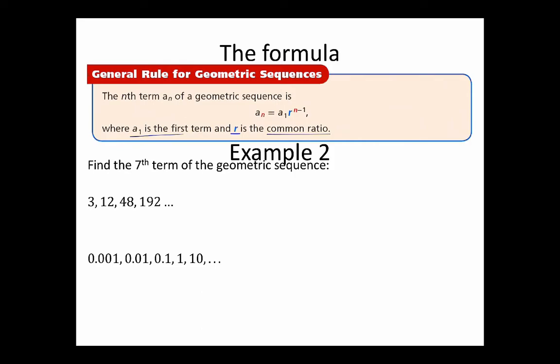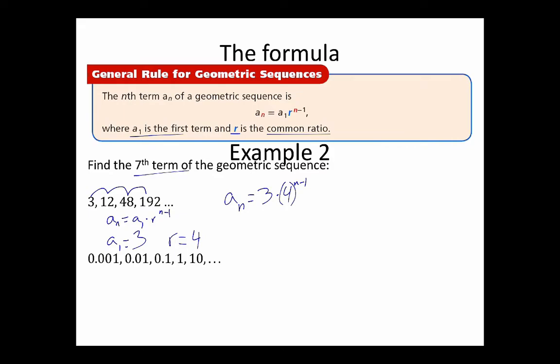Taking a look at this pattern here, we got 3, 12, 48, 192. Thinking about the formula, a sub n equals a sub 1 times r to the n minus 1. Well, we need to know what a sub 1 is. It's our first term, given to us. It's 3. R, our ratio. What are we multiplying by every time? To get from 3 to 12, 12 to 48, 48 to 192, we're multiplying by 4 every time. So we're using the formula a sub n equals 3 times 4 to the n minus 1 power. Now, I like to put that in parentheses. You don't have to, but I think it's a little cleaner.